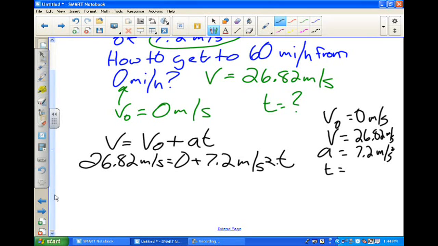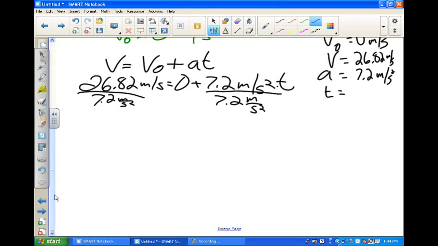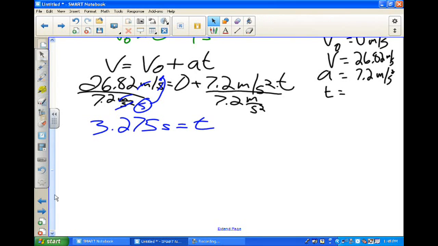But when I go to solve this equation, essentially I'm going to end up with 26.82, and I'm going to divide both sides by 7.2, and I'll get a number, and then you'll see that the meters cancel and one of the seconds cancel, so I'll get a number in seconds, and that should equal my time. So 26.82 divided by 7.2 is 3.275 seconds. And that's how long it would take. So if I'm in a car and I want to go from 0 to 26.82 meters per second with the acceleration of 7.2 meters per second squared, it would take me 3.275 seconds to do that.